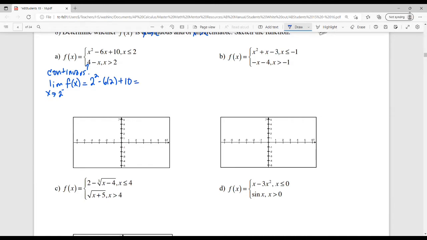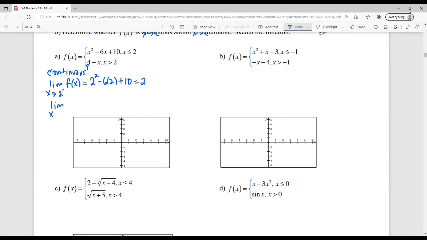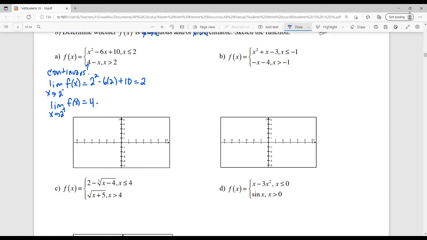You can type that in your calculator or figure that out without a calculator. That's 4 minus 12 plus 10. 4 minus 12 is -8. -8 plus 10 is 2. So then we would check the limit as x approaches 2 from the right of f of x. And we end up with 4 minus 2, which is also 2. So the limit as x approaches 2 of f of x equals 2.